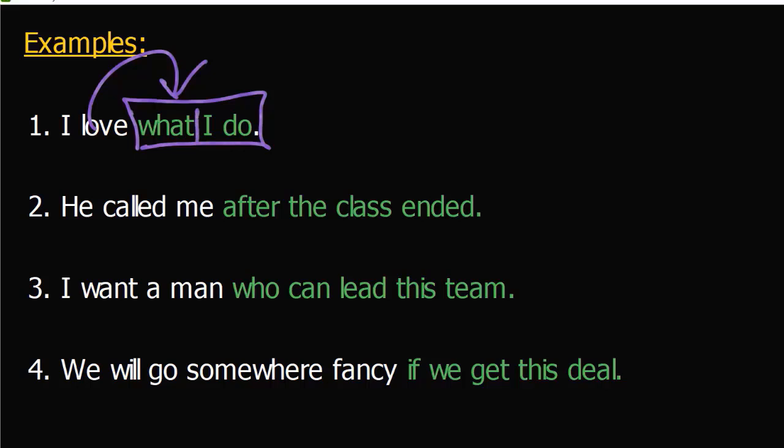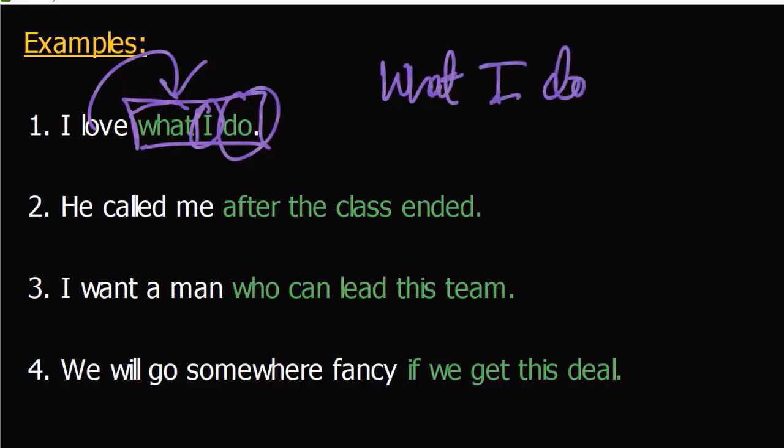So here, what is the subordinating conjunction? I is the subject and do is the verb. So it is a dependent clause, right? Alone, it does not make any sense. If I say what I do, and keep it like that, it does not make any sense. What I do, what? Something has to be there, right? It has to be joined with something in order to give a complete meaning, right? So I love what I do. So here it's functioning as a noun. It's functioning as the object of the verb love.